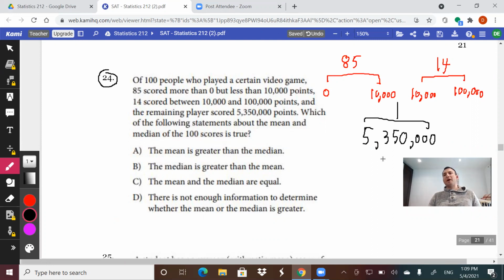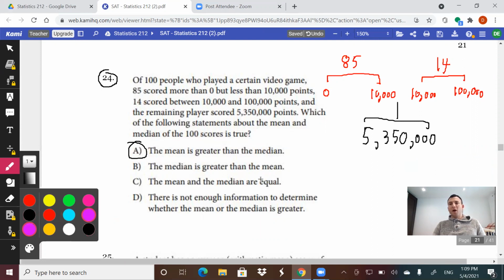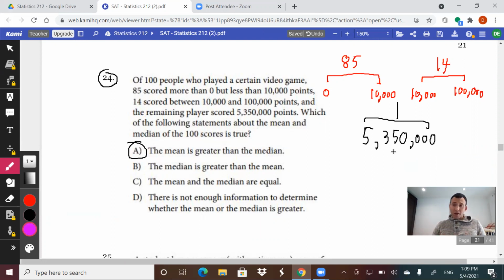So this is a phenomenon. I'm just going to tell you the answer on this one. The mean is greater than the median, but I want to explain the phenomenon because that's what's more important. And we'll look at the other answer choices in a moment. But the idea is this. If you have an outlier that's really high, what is that outlier going to do to your average? It's going to boost your average way up.